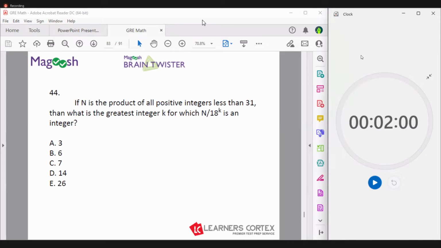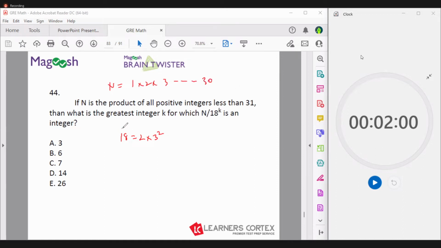Nikhilesh, would you like to explain? Yes, sir. I took the prime factorization of 18, that is 2 into 3 squared. So I thought the greatest factor would be 3. Greatest factor? Oh, n is the product of 1, 2, 3 up till 30.